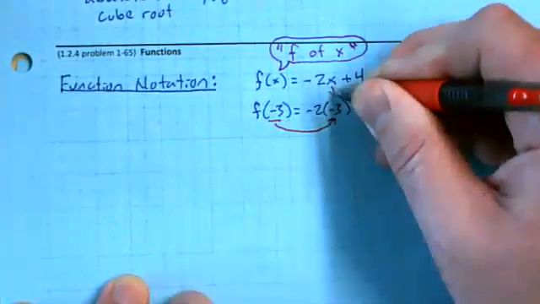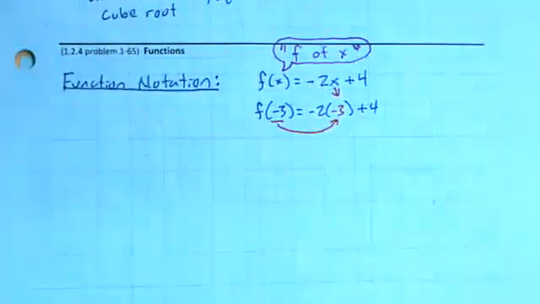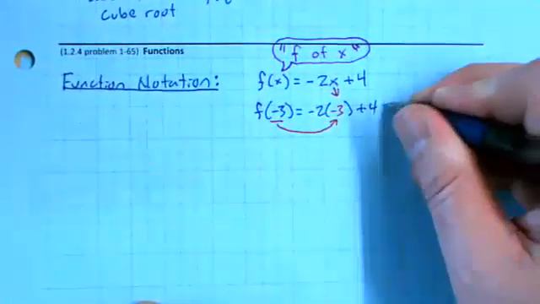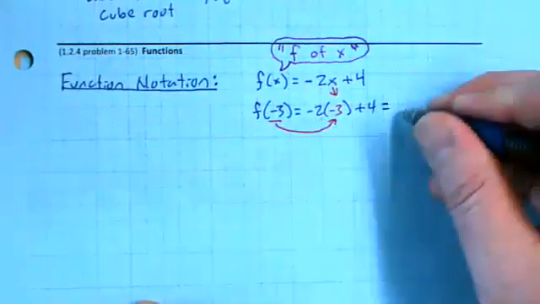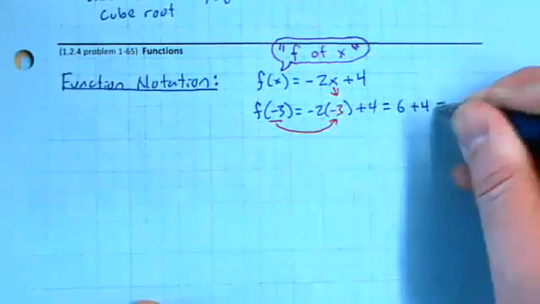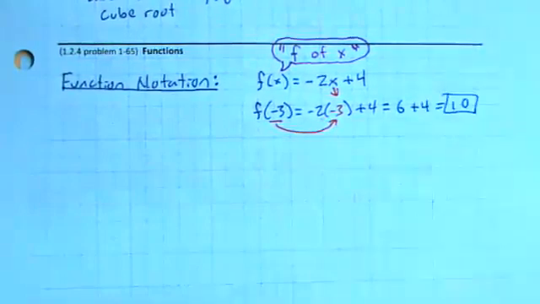I like arrows, so I'm going to draw some arrows. So x is becoming negative 3. And then we did some simplifying. Negative 2 times negative 3 was positive 6. And then we did plus 4, and we got 10 for our final answer. But let's show all those steps.